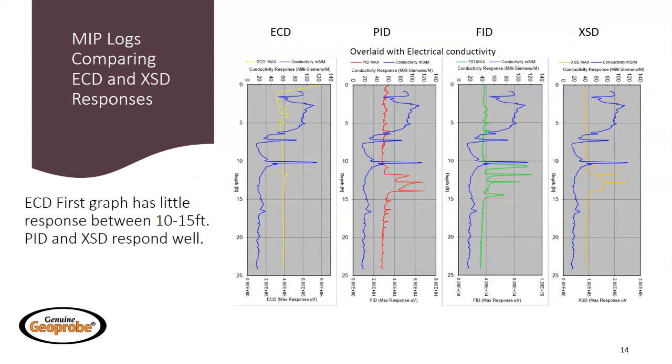The big drop in the ECD baseline at the surface is due to a reduction in oxygen in the carrier gas stream as the probe is being driven into the ground.